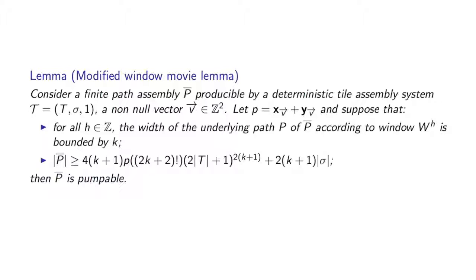Some technical details are omitted and available in the article. Note that this version of the window movie lemma does not use output glues or movies. It only requires to have a long enough path assembly and to bound the width of this path for all the windows obtained by a discrete line of direction v. Thus from now on, we will not use output glues or movies anymore.